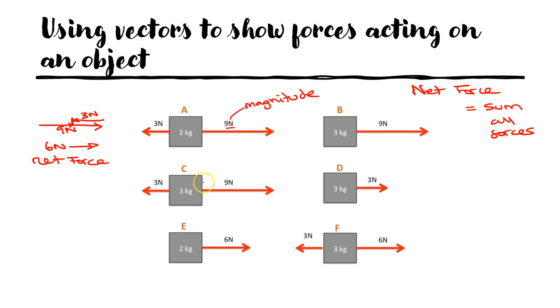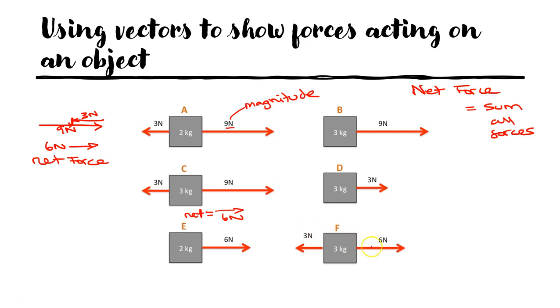So in the case of C, again, we have a 9 Newton force to the right and a 3 Newton force to the left, and this would still have an overall net force of 6 newtons to the right. On E, we can see that we have no force pointing to the left, so the net force is going to be the same as the driving force, and in this case it is 6 newtons. B, we have an overall net force of 9 newtons to the right. D, it is 3 newtons to the right.